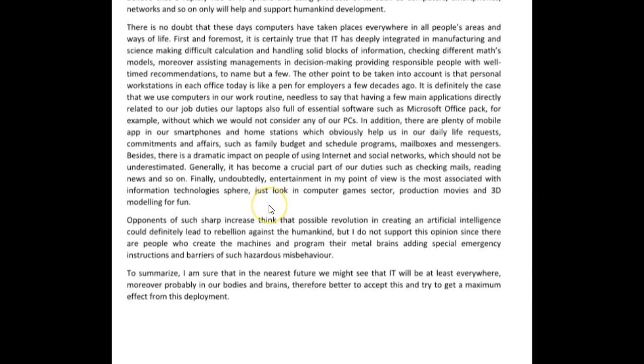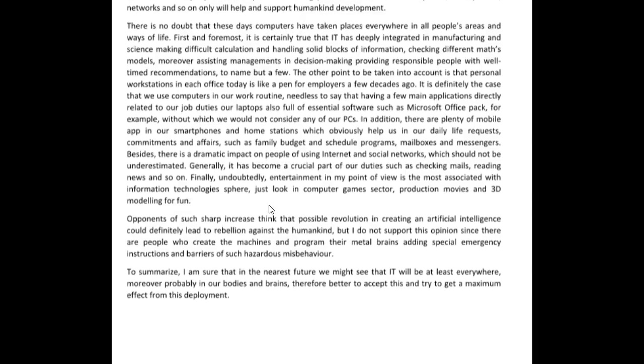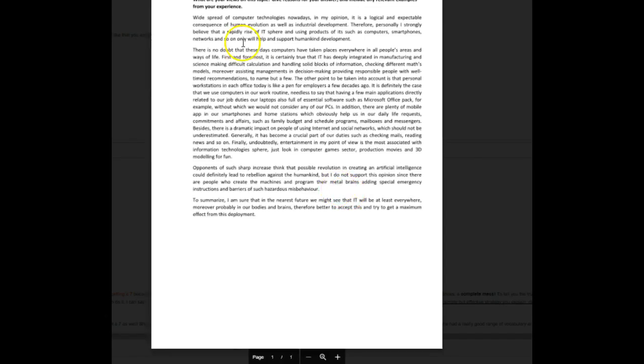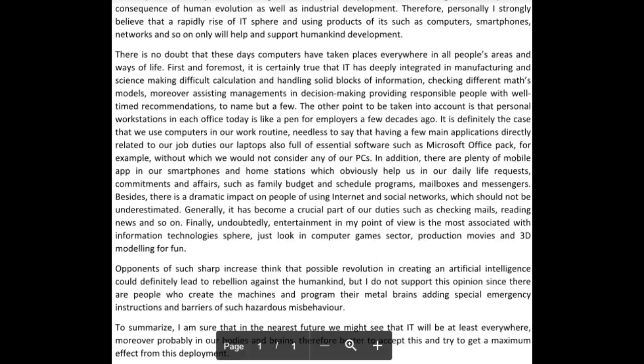Okay. Finally, undoubtedly, entertainment, in my point of view, is most associated with information technology's sphere. No. Is most associated with the information technology sphere. Full stop. Just look at the computer games sector, production movies, and 3D... what just happened? Okay, so before I even get into the grammar of this last sentence, just look at this paragraph.